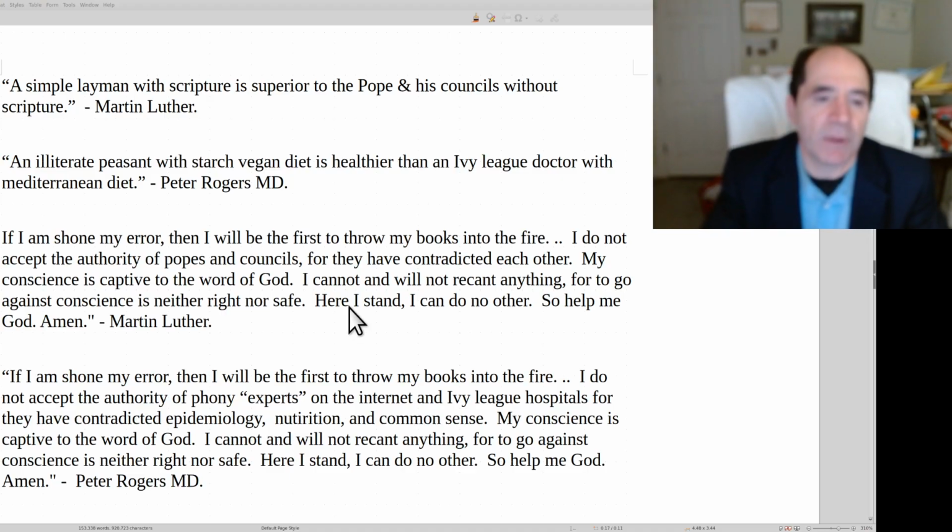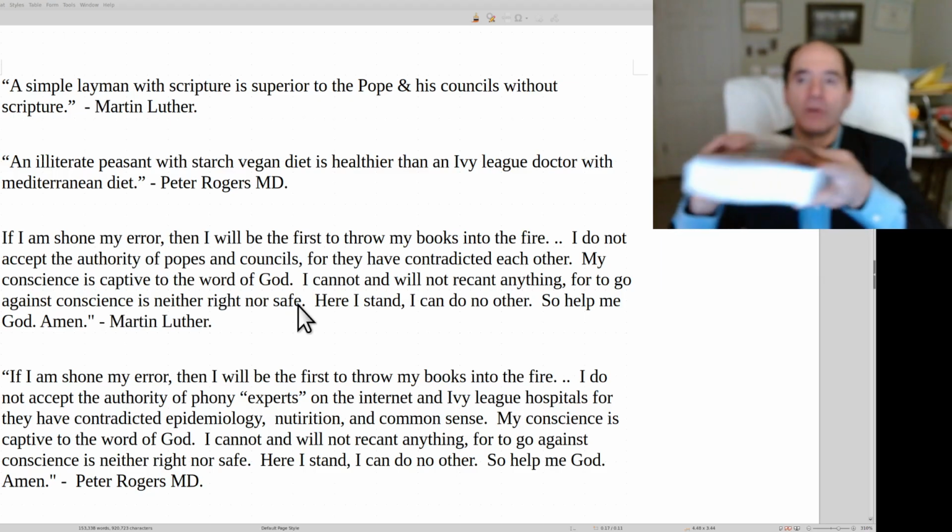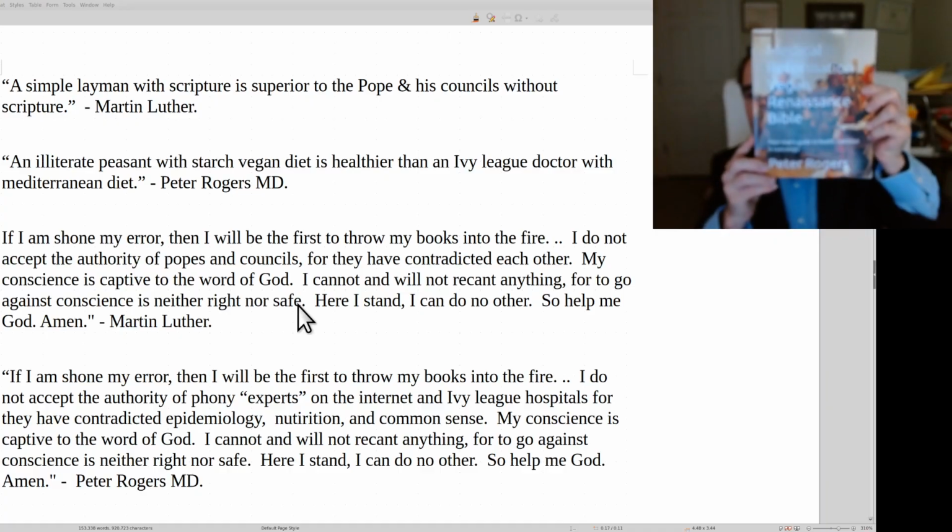It's ridiculous. Martin Luther also said, "If I am shown my error, I will be the first to throw my books into the fire. I do not accept the authority of popes and councils, for they have contradicted each other. My conscience is captive to the word of God. I cannot and will not recant anything, for to go against conscience is neither right nor safe. Here I stand. I can do no other. So help me God. Amen."